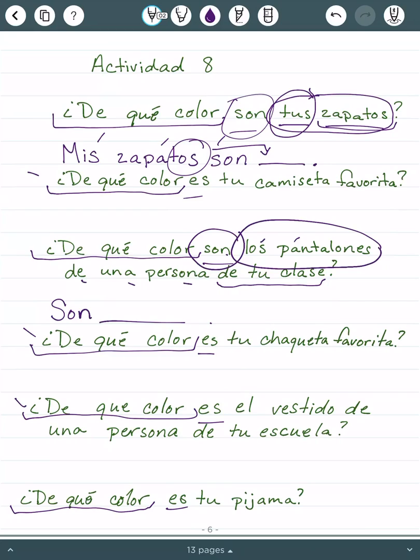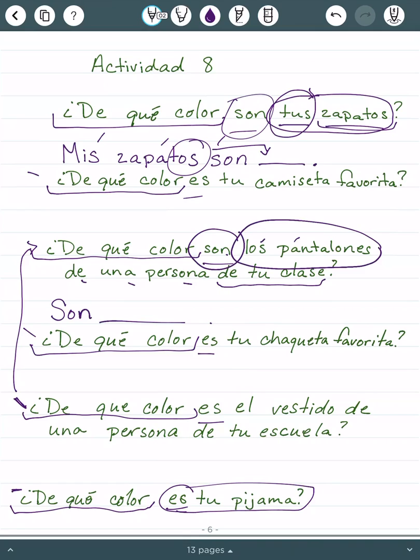This fourth one, or what is that? 1, 2, 3, 4. This fifth one is very similar to number 3. Now this last one I do want to talk about. ¿De qué color es tu pijama? If you're feeling like you have got this, I want you to pause this and try it. So the question is, ¿de qué color es tu pijama? What color, we would say, are your pajamas?